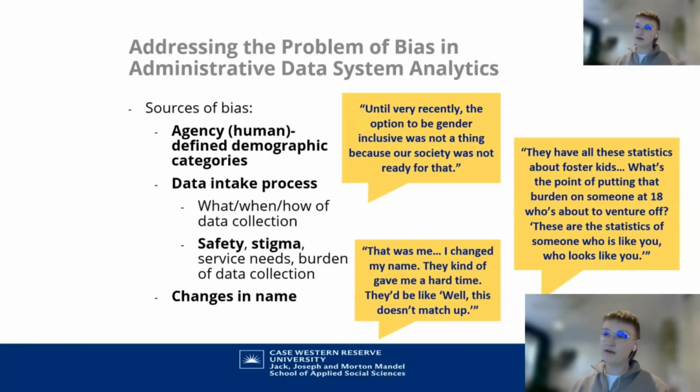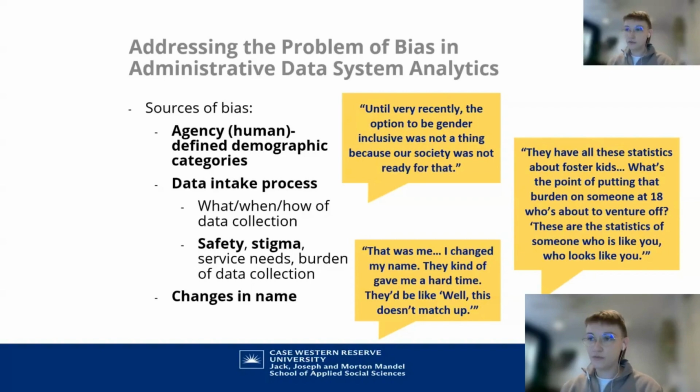Then our second source of bias was around the data intake process. What we found is there are many influencing factors in what information someone provides about themselves during that data intake process. The overarching theme was that people are going to navigate these different systems and agencies in ways that hopefully meet their basic needs, but they're also going to do so in a way that feels safest and least stigmatizing to them. So those factors affect how they interact with service providers and what information they provide.